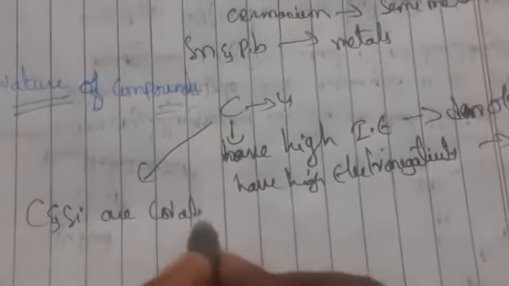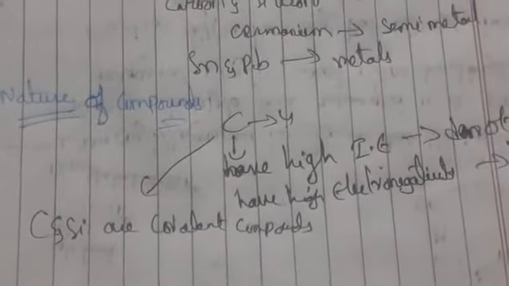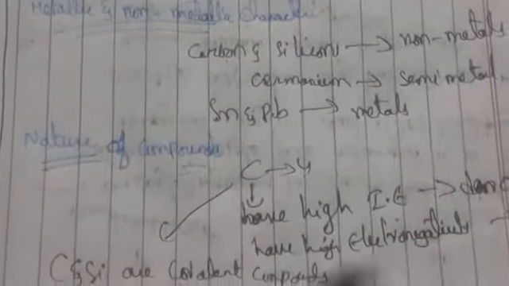So carbon is the most electronegative element I have shown. So by this what we can say, carbon and silicon are covalent compounds. They have a strong tendency to share electron pairs. That's why it is having covalent form, which is tetravalent. Carbon is tetravalent in all compounds.